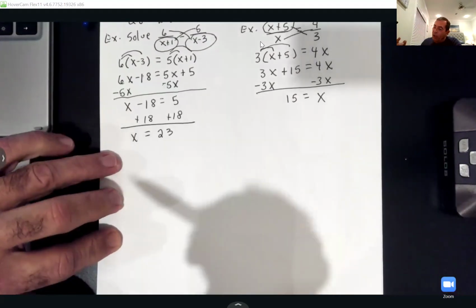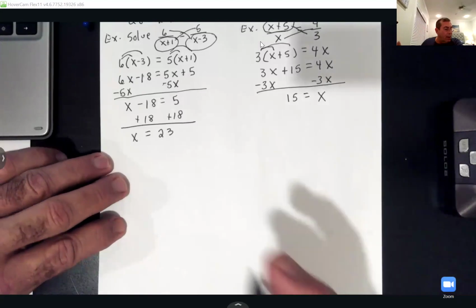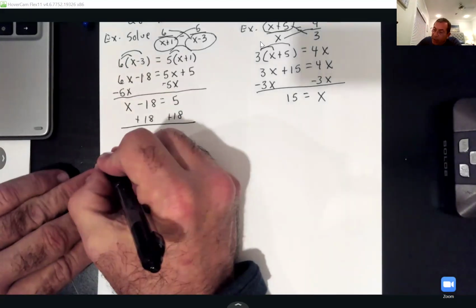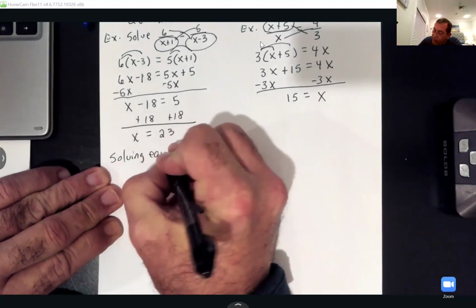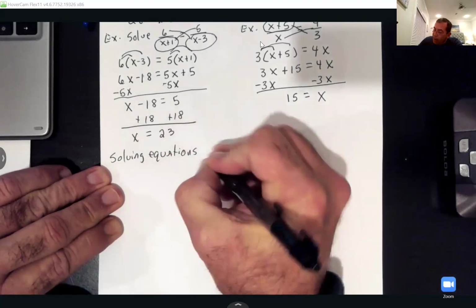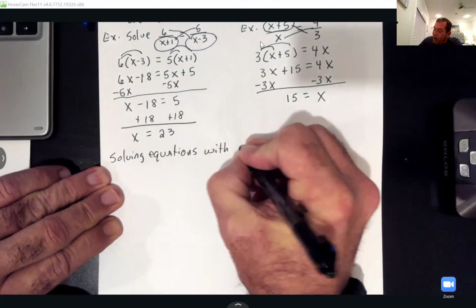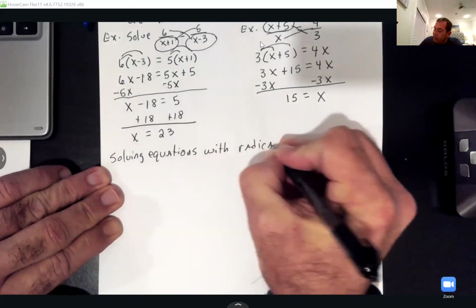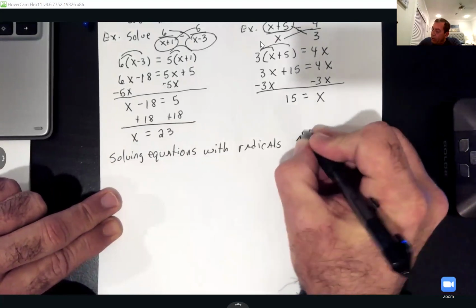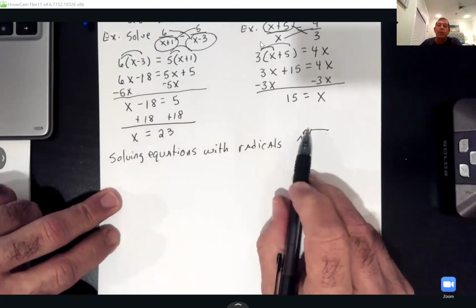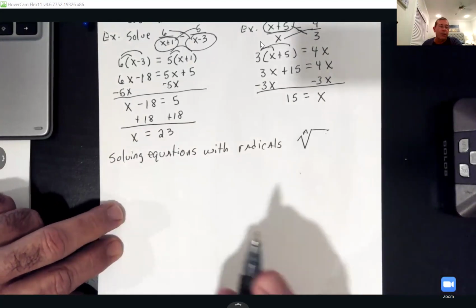So now we're going to look at another property. And this will be solving equations with radicals. And your radicals are like your square roots, your cube roots, and all that fun stuff.